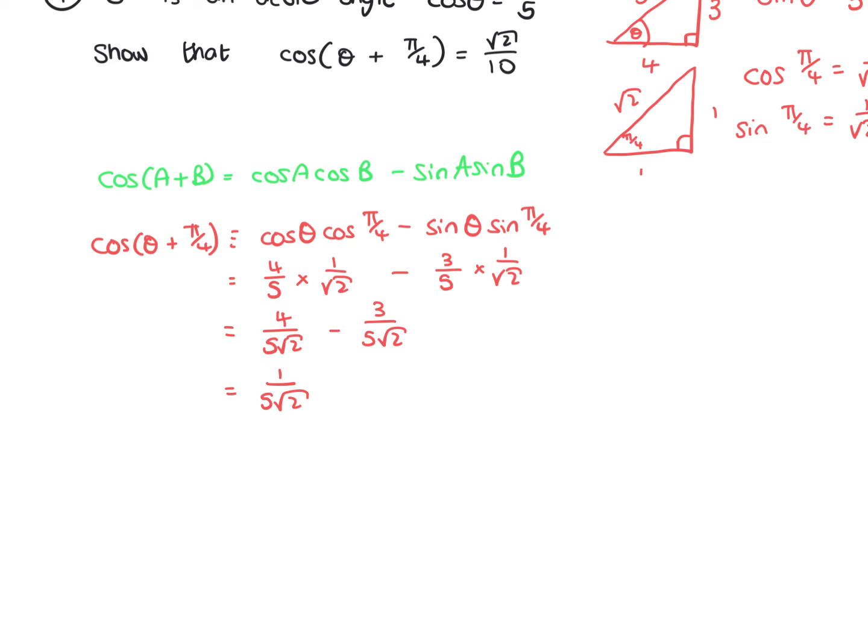So to rationalise the denominator, I'm going to multiply both the top and bottom by root 2. So if I multiply the top and bottom by root 2, 1 times root 2 is root 2. On the bottom line, 5 times root 2 times root 2, and root 2 times root 2 is 2. 5 times 2 is 10. We've got the same as the answer above.